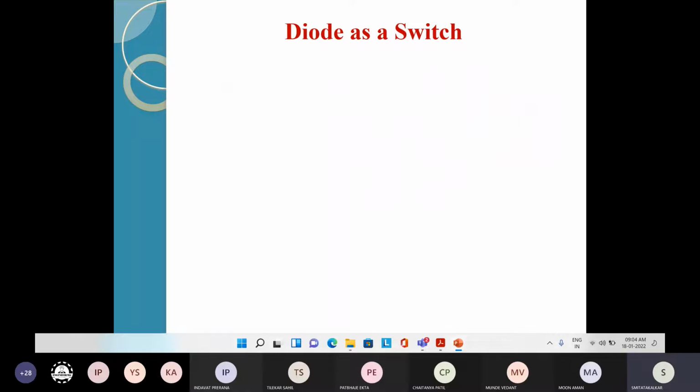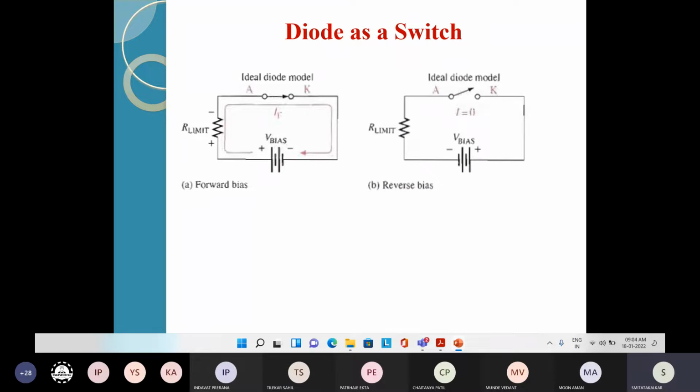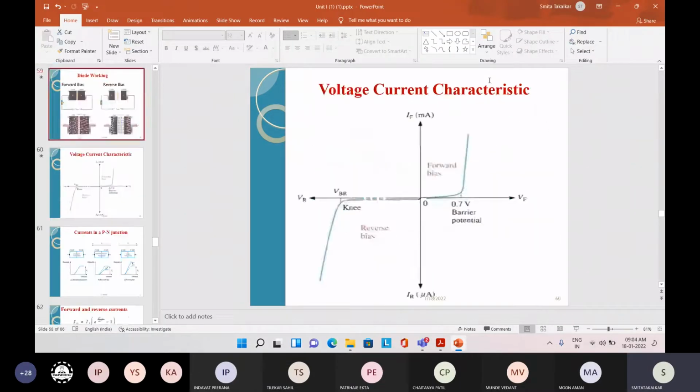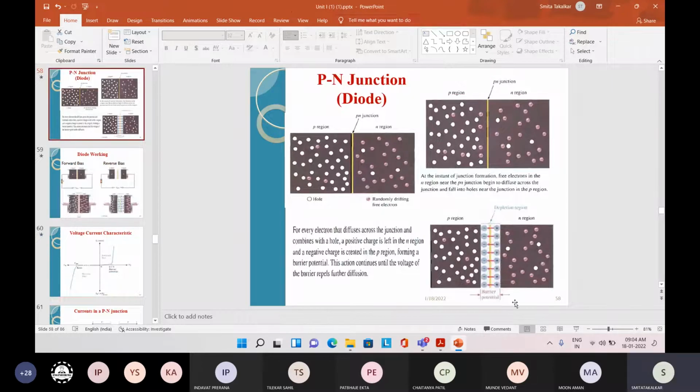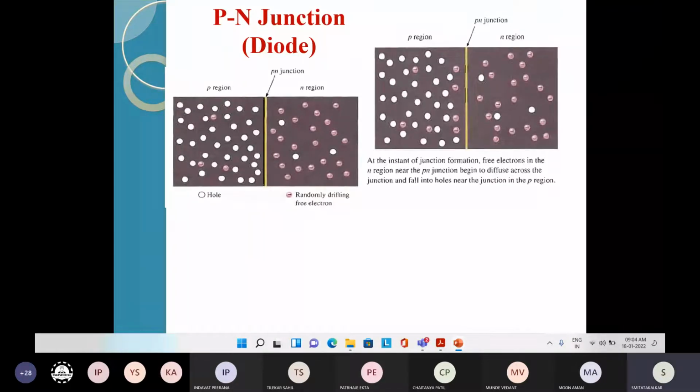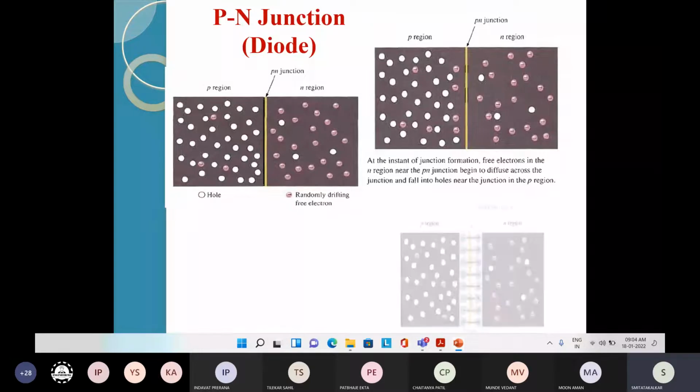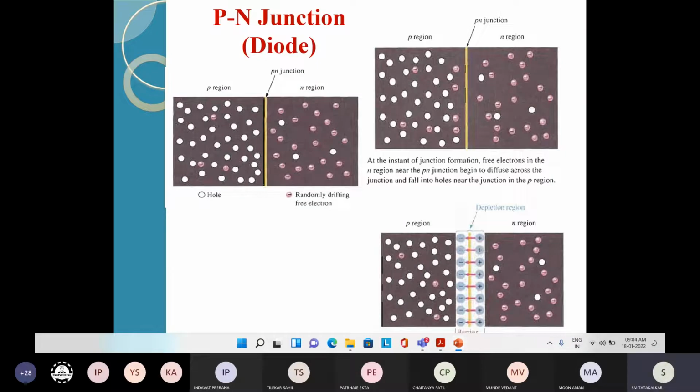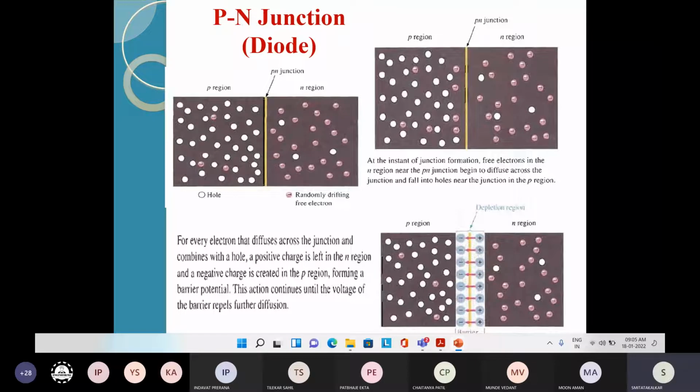In a PN junction diode, there is a P region and an N region. The P region is created for holes and the N region is created for electrons. These electrons and holes are attracted to both sides, left and right, and a junction is formed. That's why there are free electrons in the N region and holes in the P region.